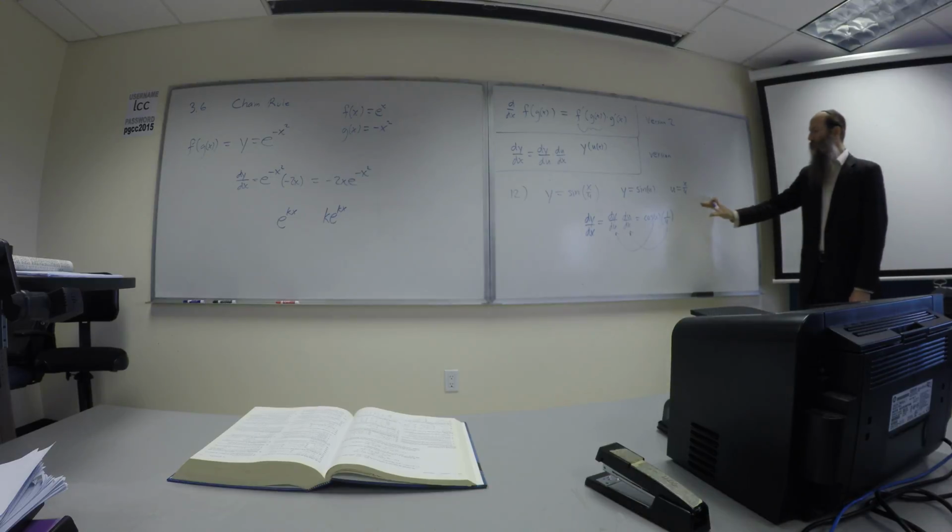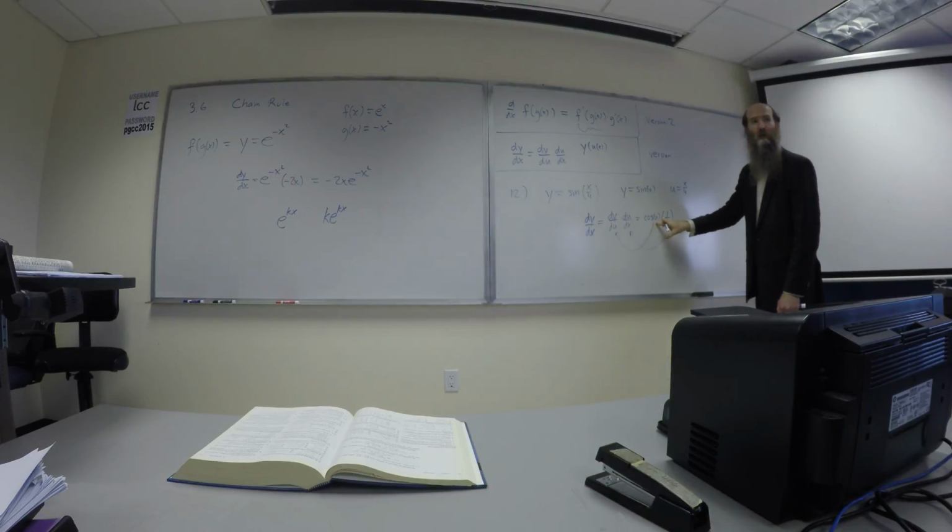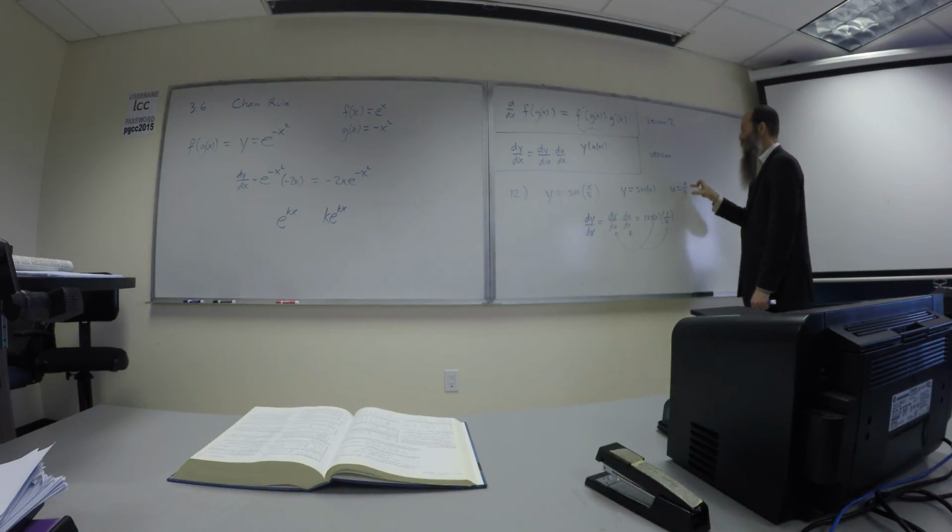But I don't want the expression in terms of u. I want it in terms of x. So I should replace u with the function of x that it really is. So it would read cos x on 4 times a quarter.